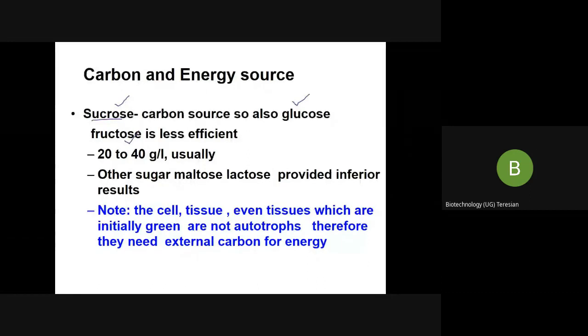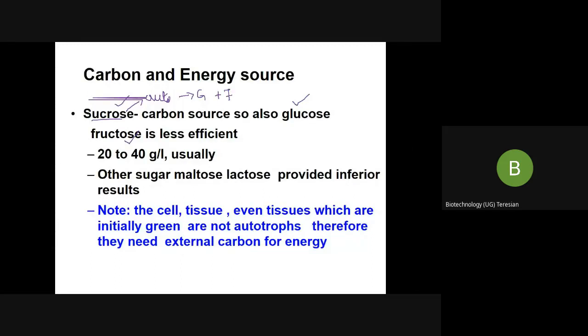So one important point that some of the scientists have noticed is that when you're autoclaving sucrose, when we're sterilizing this sucrose, it is converted into glucose and fructose. Whenever I autoclave this sucrose, they have observed that this sucrose gets converted into glucose and fructose.